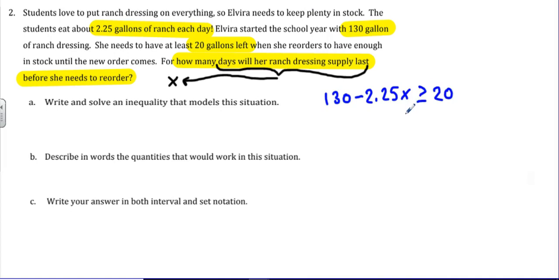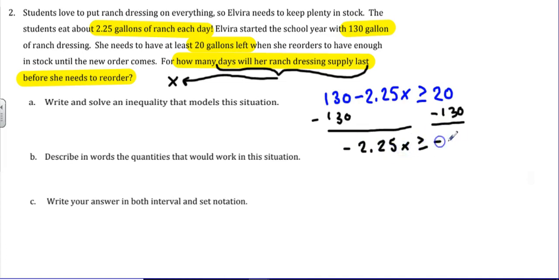So when I'm solving an inequality, it's just like when I'm solving an equation. I'm going to start by looking at the x. X is first being multiplied by 2.25, and then that product is being subtracted from a positive 130. So to solve this inequality, I need to work backwards from there. So I'm going to subtract 130 on both sides of the inequality, and that gives me negative 2.25x is greater than or equal to negative 110.